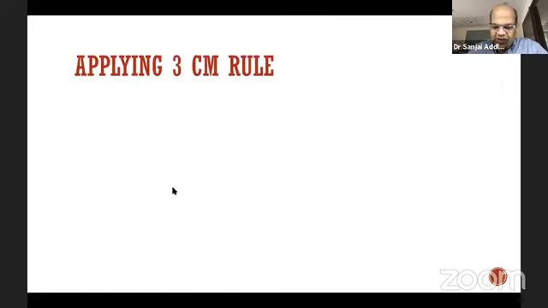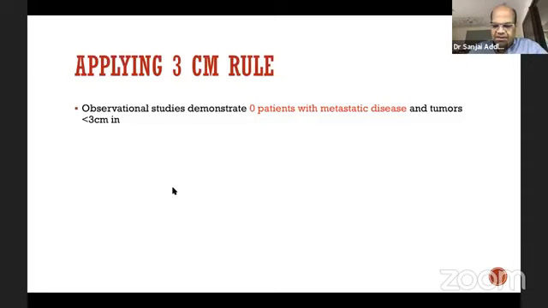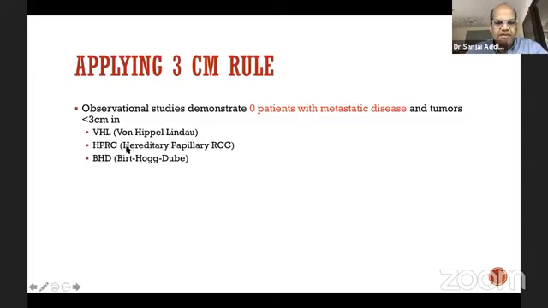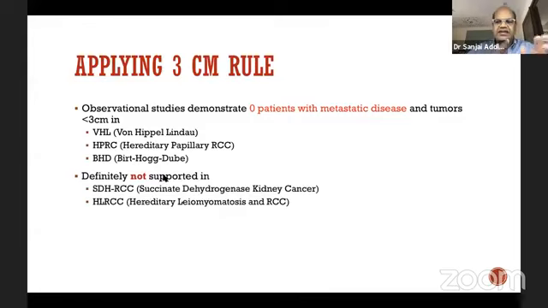Where does it apply? The reason for the genetic screening is this. When you look at von Hippel-Lindau or hereditary papillary RCC or Birt-Hogg-Dubé, you can apply the 3 centimeter rule. Where you cannot apply the 3 centimeter rule are these. So that is the reason for doing the screening. If you pick up that there are SDH related RCC, you should not be putting them on the 3 centimeter rule.